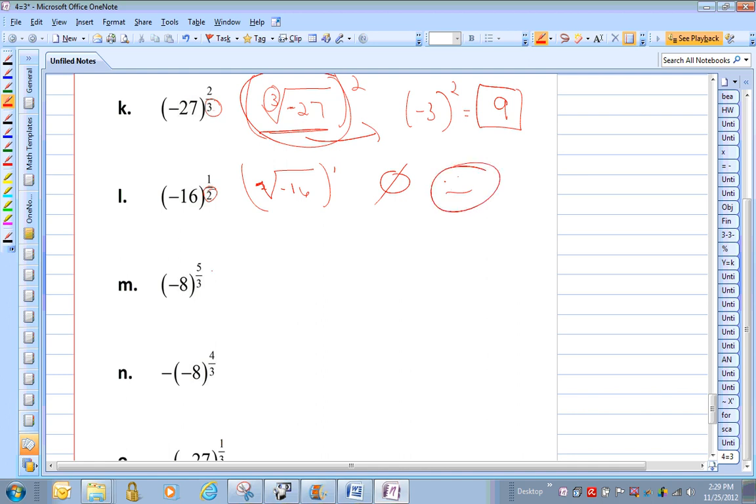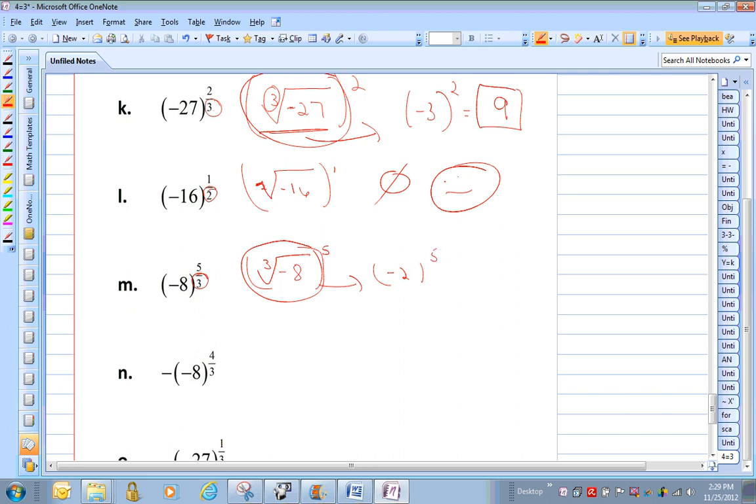All right, let's go into the next one. Again, 3 would become our root, and 5 would become our exponent, and so we would have the third root of negative 8, and then we would raise that to the 5th power. So let's do the third root of negative 8 first. That would be negative 2. So negative 2 times negative 2 is positive 4, but times negative 2 again would be negative 8. So negative 2 to the 5th power.